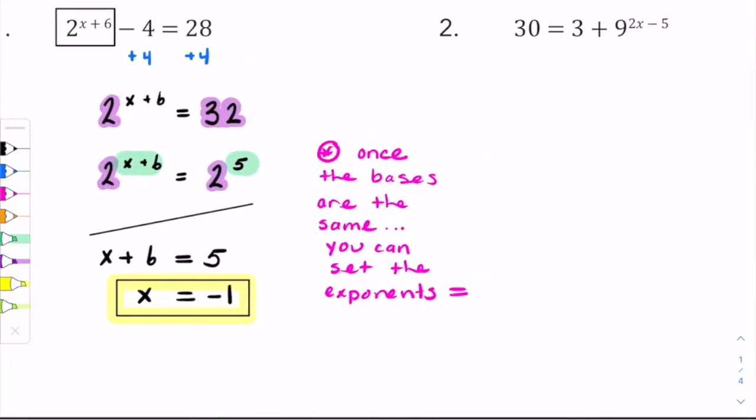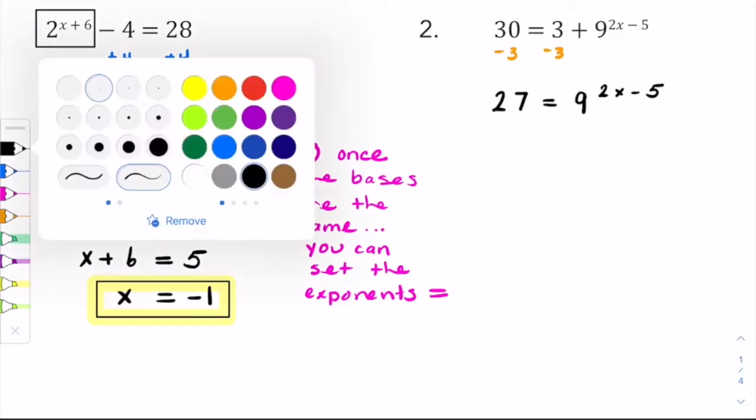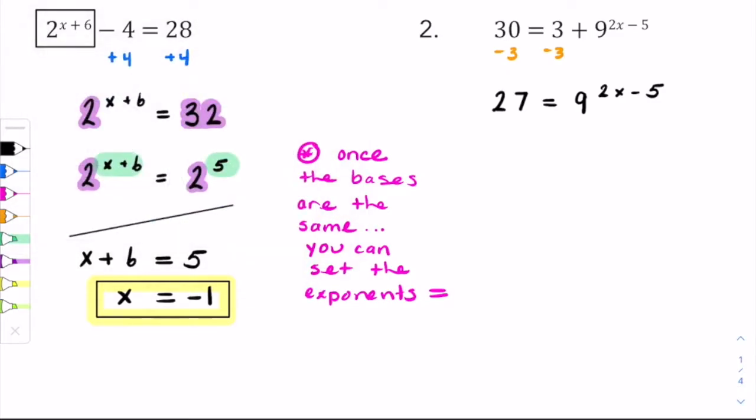We're going to follow the same process for number 2. We have 30 is equal to 3 plus 9 raised to the power of 2x minus 5. I'm going to start off by subtracting 3 from both sides. 27 is equal to 9 raised to the power of 2x minus 5. I can rewrite 27 as 3 cubed, and I can rewrite 9 as 3 squared.